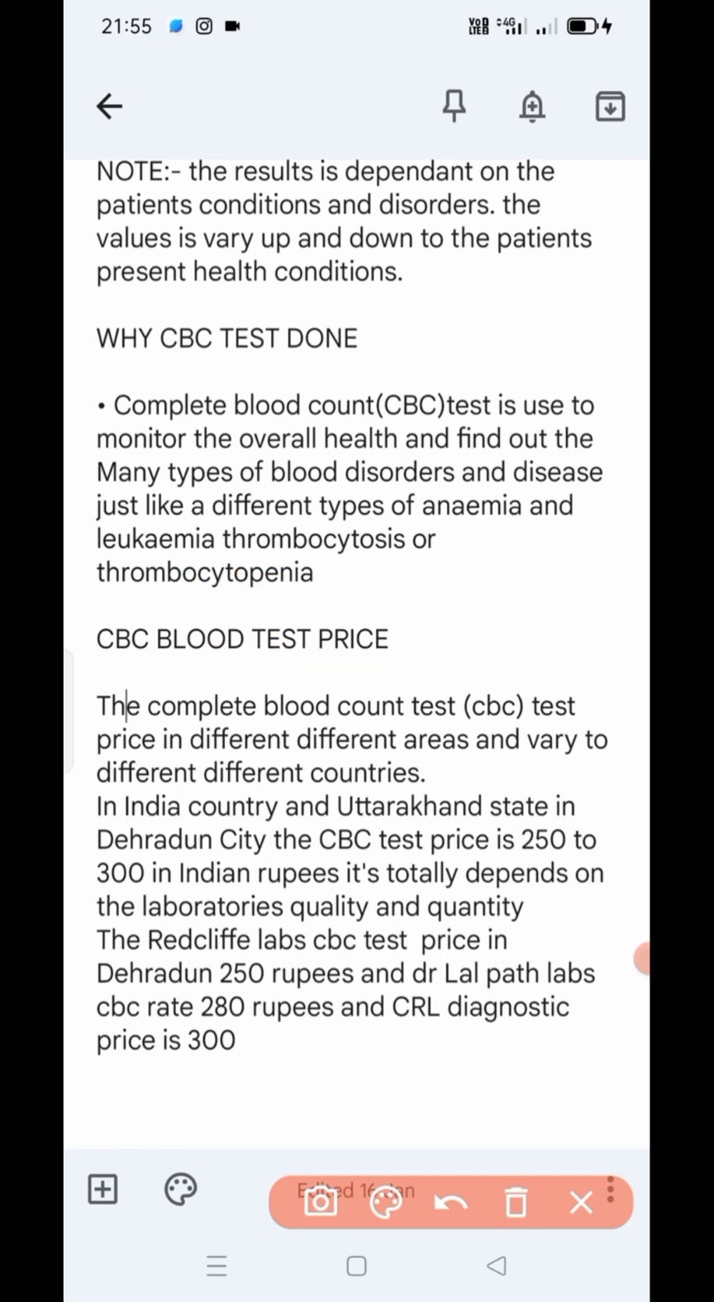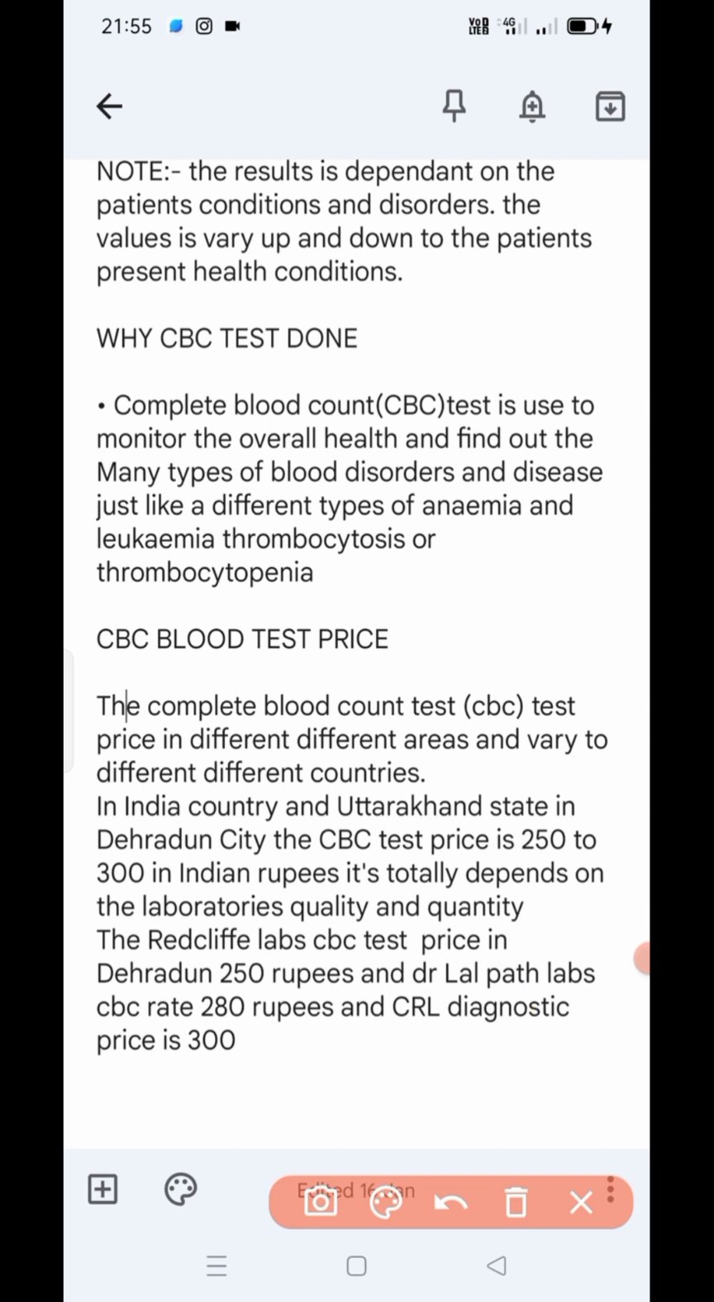CBC blood test price. The complete blood count test price differs in different areas and varies across countries. In India, in Uttarakhand state, in Dehradun city, the CBC price is 250 to 300 rupees. It totally depends on the laboratory quality and quantity. At Radcliffe Labs the CBC test price in Dehradun is 250 rupees, Dr. Lal PathLabs CBC rate is 280 rupees, and CRL Diagnostics 300 rupees.